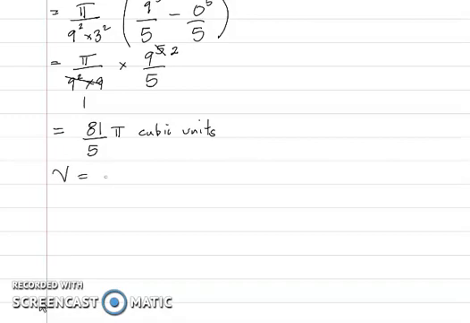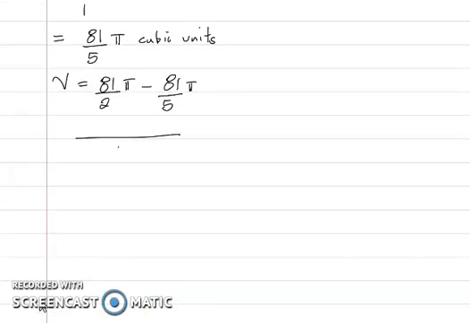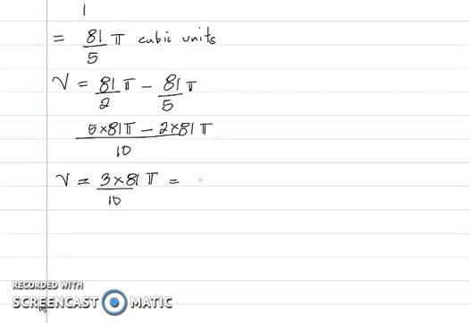So that volume V would be equal to 81 over 2 pi minus 81 over 5 pi, the LCM being 10. 2 into 10 is 5, so it's 5 times 81 pi minus, 5 into 10 is 2, 2 times 81 pi. So the volume V would be equal to 3 times 81 pi divided by 10. So our final answer is 243 divided by 10 pi cubic units.